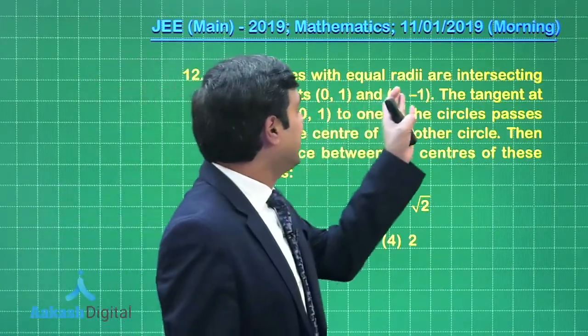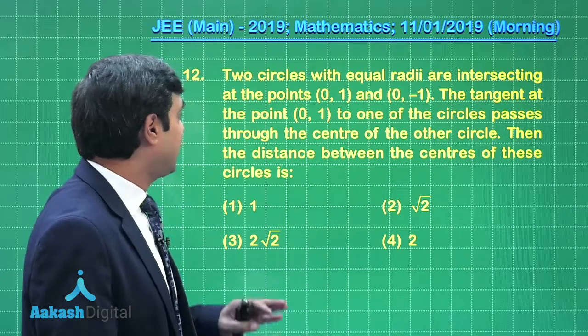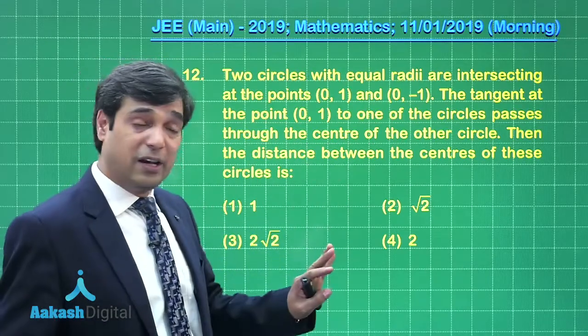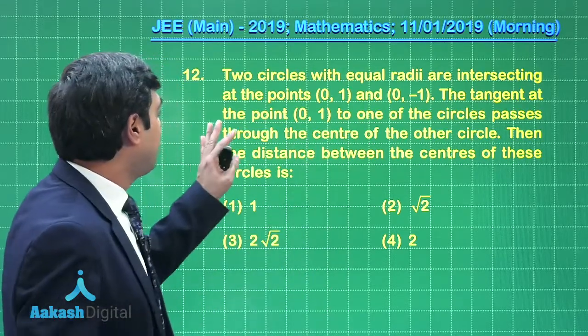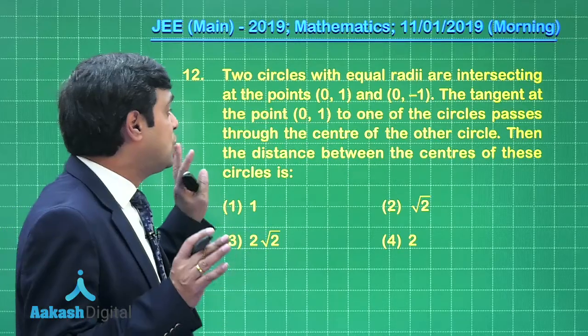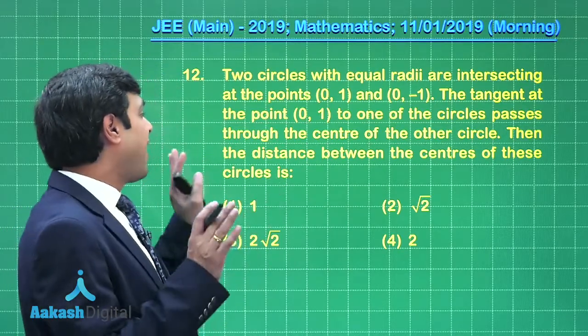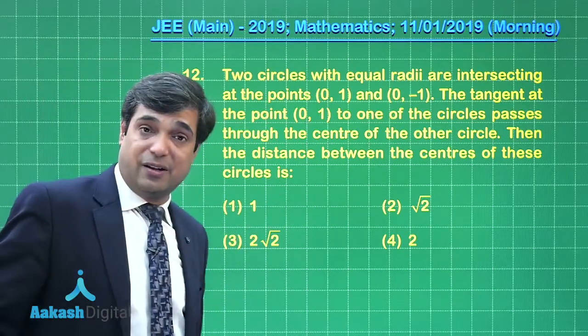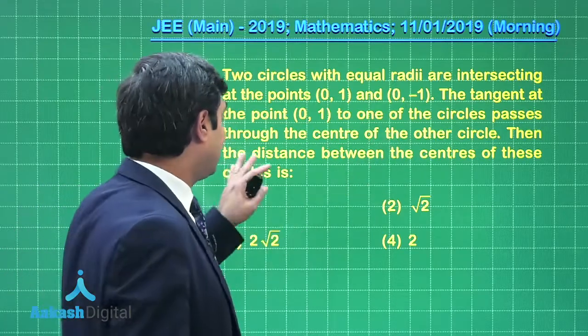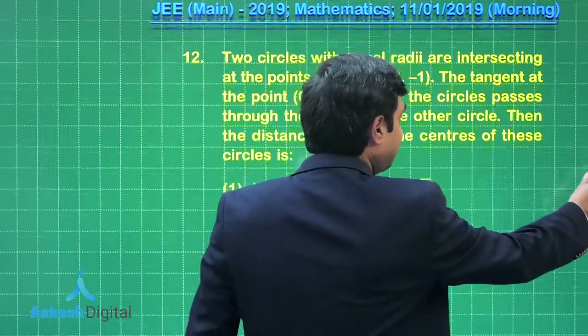Two circles with equal radii are intersecting at the point 0, 1, 0, minus 1. The tangent at the point 0, 1 to one of the circles passes through the center of the other circle, right. Then the distance between the centers of these circles.